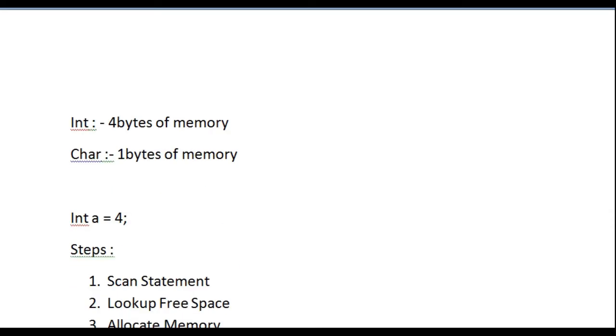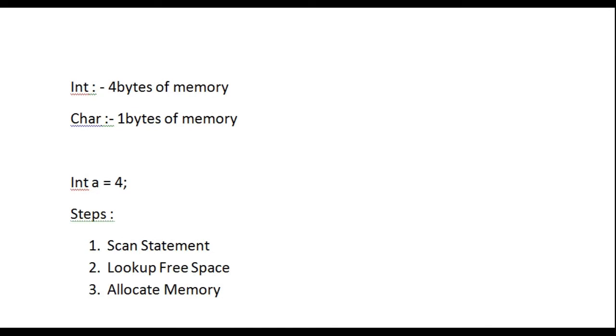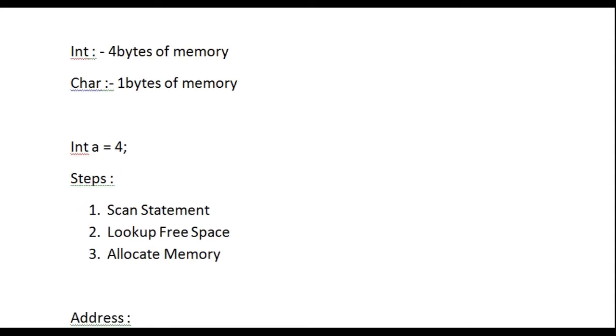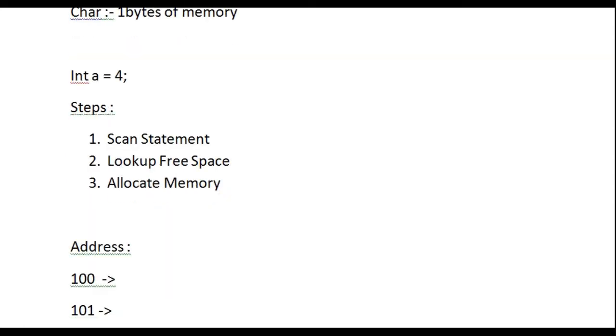Now if in my program I declare the type of a variable as int or char, then generally int will occupy 4 bytes of memory and char will occupy 1 byte of memory. So if my program scans the statement int a = 4, then the steps are: it scans the statement, looks up free space in the memory, and then allocates the memory when we execute our program.